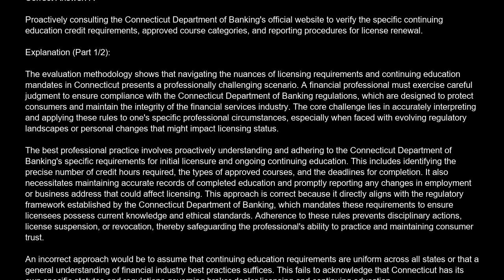The core challenge lies in accurately interpreting and applying these rules to one's specific professional circumstances, especially when faced with evolving regulatory landscapes or personal changes that might impact licensing status. The best professional practice involves proactively understanding and adhering to the Connecticut Department of Banking's specific requirements for initial licensure and ongoing continuing education. This includes identifying the precise number of credit hours required, the types of approved courses, and the deadlines for completion. It also necessitates maintaining accurate records of completed education and promptly reporting any changes in employment or business address that could affect licensing.